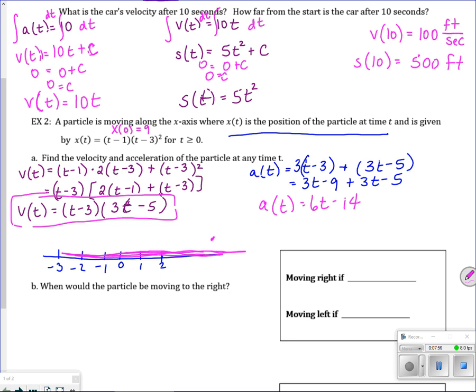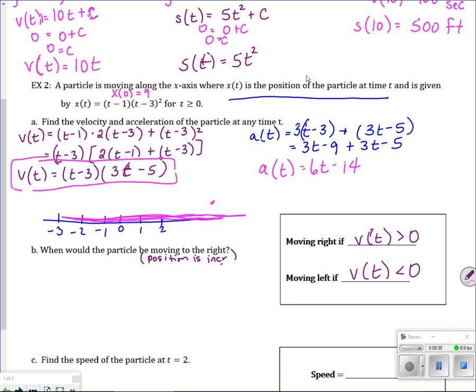So, in a sense, remember, when would the particle be moving to the right? That's saying, when would the particle's position be increasing? Well, how do you tell if a function is increasing? Its derivative would have to be positive. So the particle would be moving to the right if v of t is greater than 0. And it would be moving left if v of t was less than 0. And of course, if it's 0, that means it stopped.